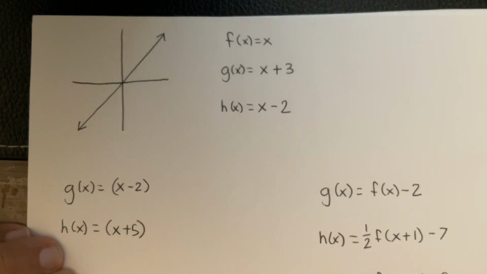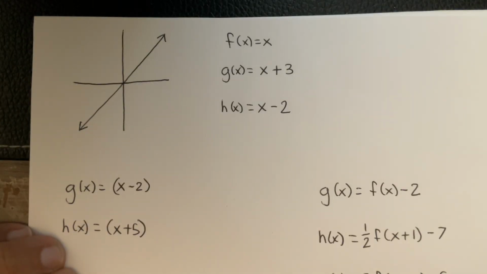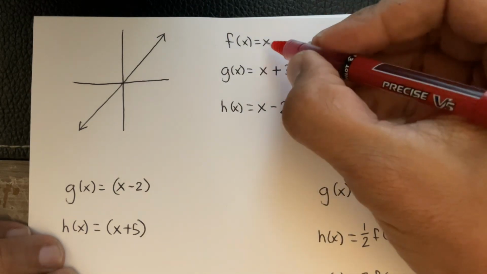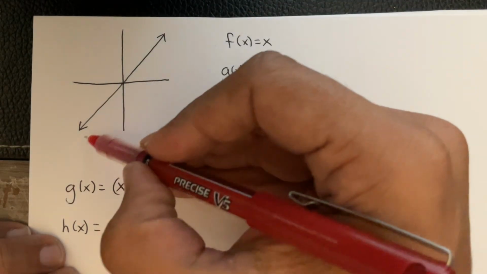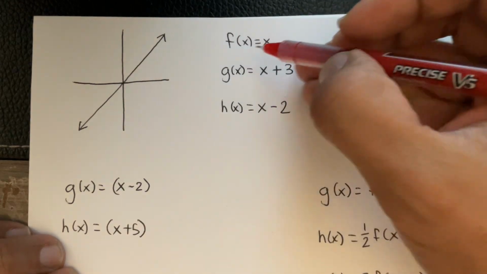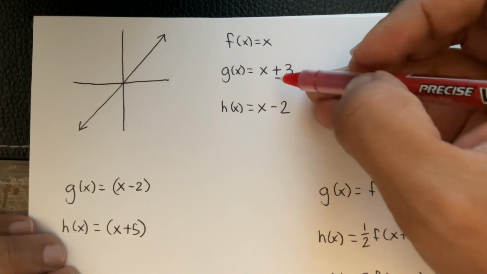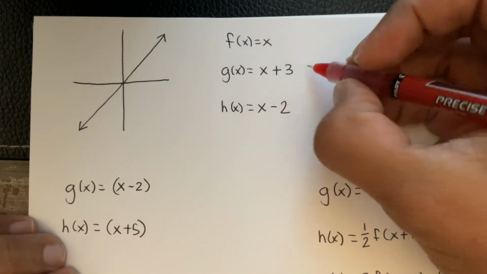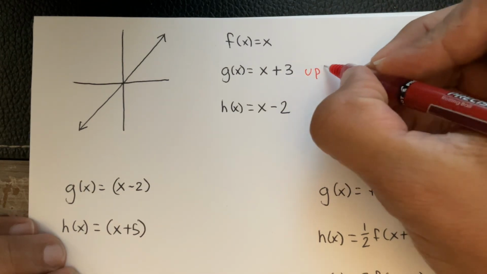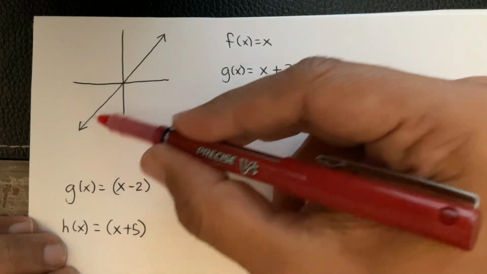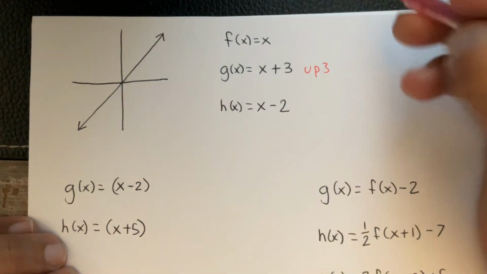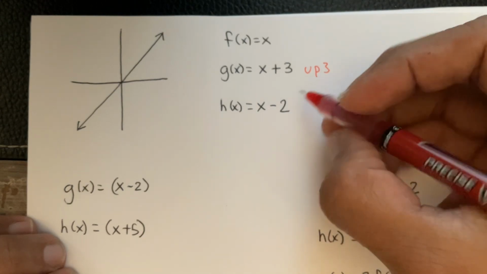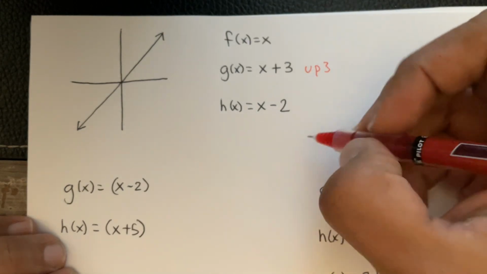All right, so let's talk about transformations with a straight line. So we have f of x equals x, which is this original line. Now, if I were to manipulate this one by adding 3, like this, it would make the graph move up 3 units. So every single part of this line would move up 3 units. If I subtract 2, this would make the graph go down 2.